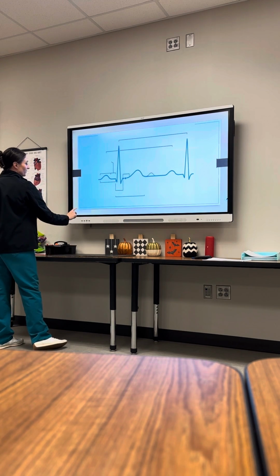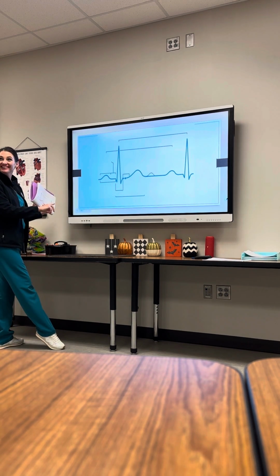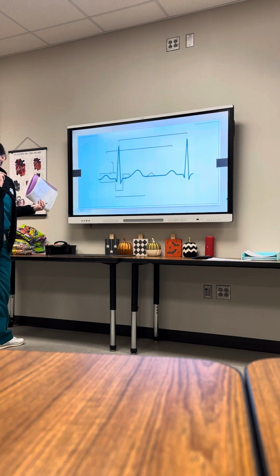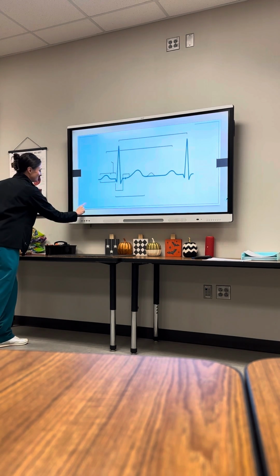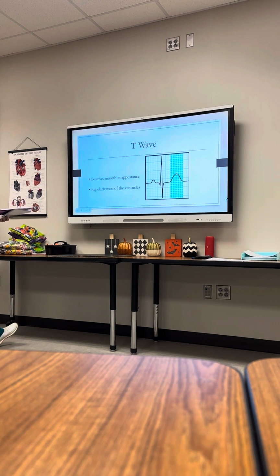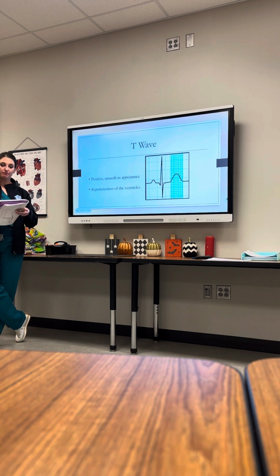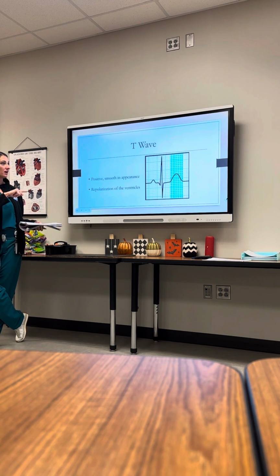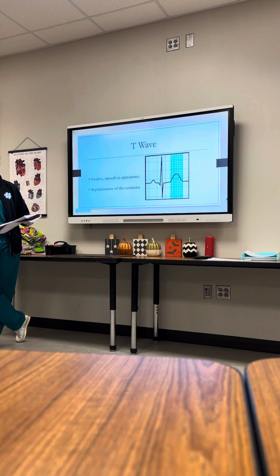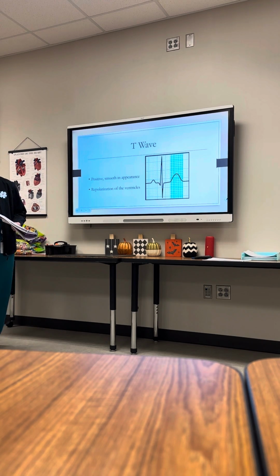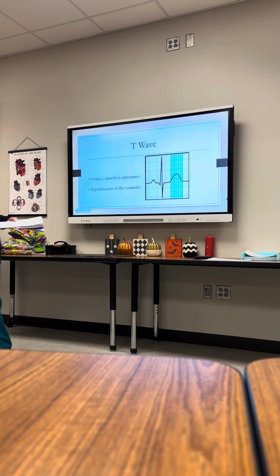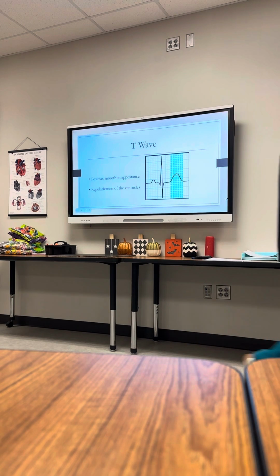Y'all are so smart. Okay. May we keep rolling? What do you think we're going to talk about next? T-wave. T-wave, let's do it. All right, the T-wave shape, positive and smooth. So we want it positively deflected, a nice little smooth round bump there. And we are measuring the repolarization of the ventricles. Or we're able to measure the repolarization of the ventricles.